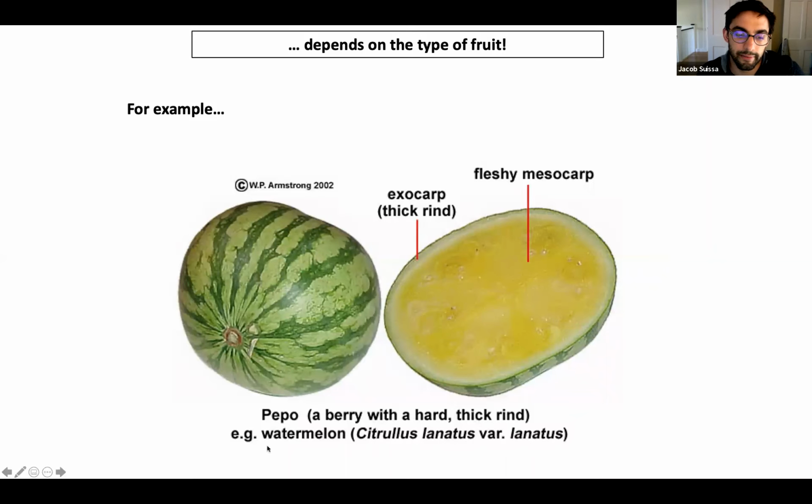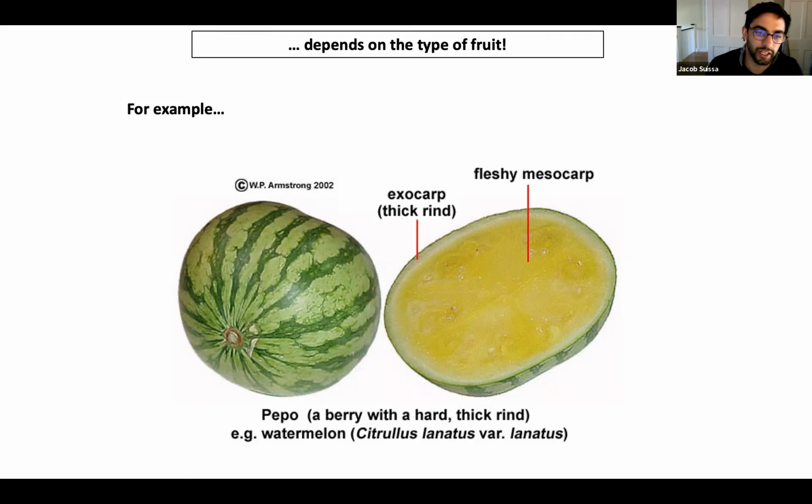So we call watermelons and other things that have thick rinds pepos. I don't know why. Oh, I think I looked it up during lecture. I think it comes from the Greek. There was a term like pepo something, and it meant watermelon or something like that. Essentially, it's a berry, really, all it is, but it has a thick rind, not a leathery rind.